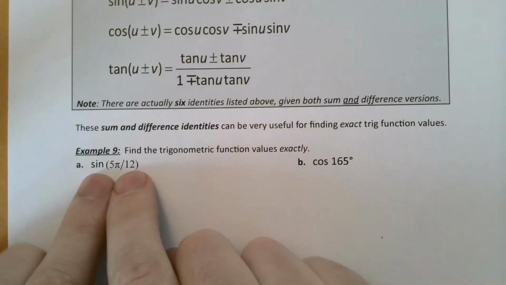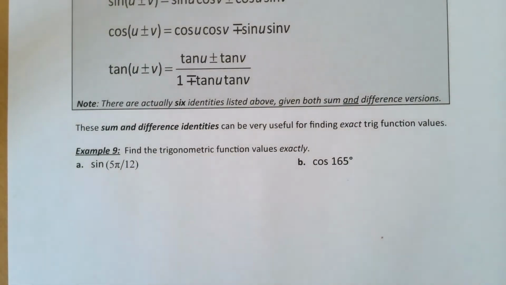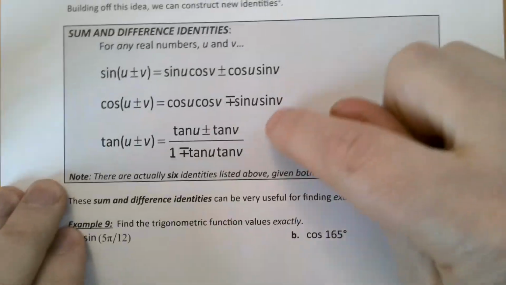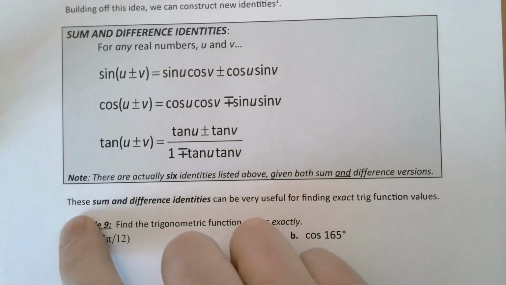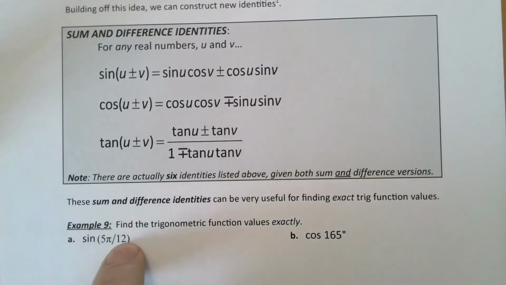So for example, sine of 5 pi 12ths, we do not have an exact value for that. It's not in the unit circle. So if we type this in the calculator, we're not going to get an exact value. We're going to get an approximation. However, we can use one of these identities, actually just this one, because sine matches with sine, to write it as an exact value.